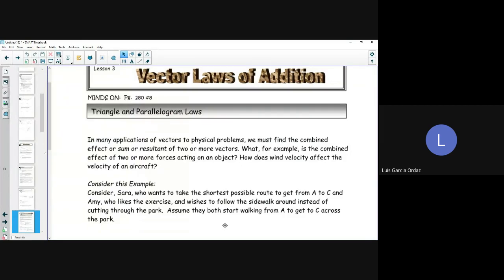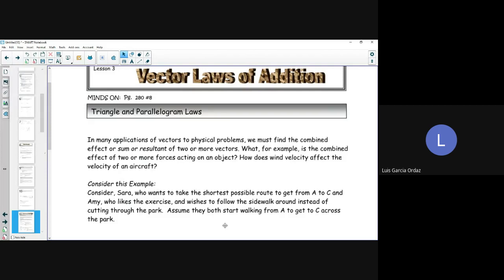So in many applications of vectors to physical problems, we must find the combined effect, or sum or resultant, of two or more vectors. What, for example, is the combined effect of two or more forces acting on an object? How does wind velocity affect the velocity of an aircraft? Those are some problems where we may have to use some vector addition.